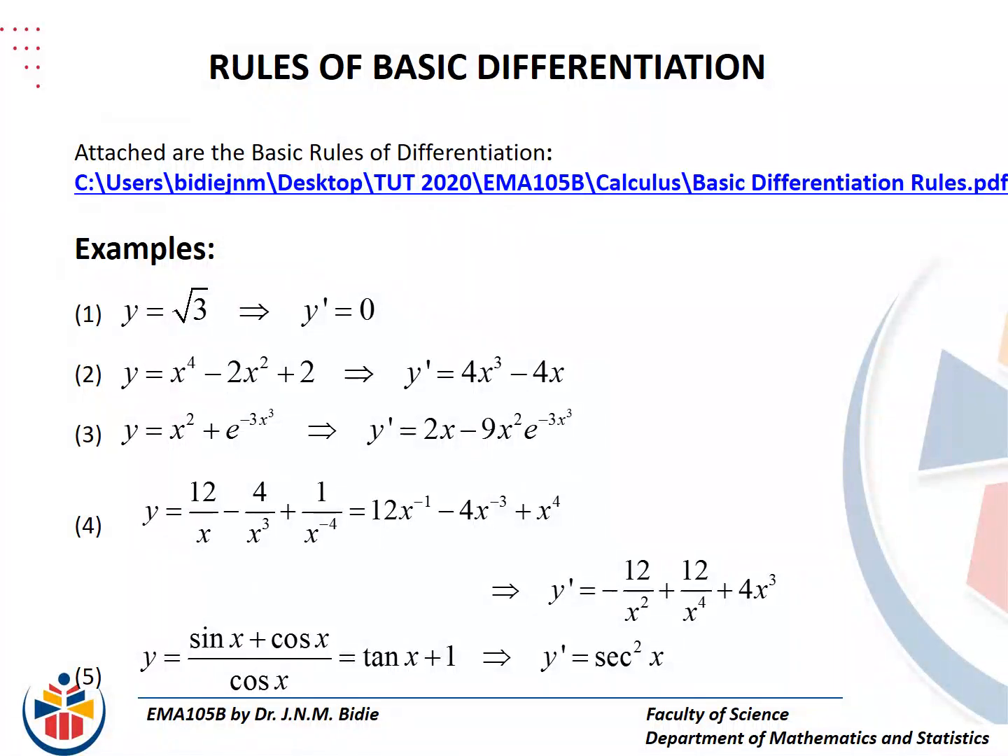One of the first rules of differentiation is that the derivative of a constant is equal to 0. Therefore, number 1, which is given to be y equal to the square root of 3. Square root of 3 is just a number which has got a value that's 1 point something. So therefore its derivative is equal to 0 because square root of 3 is just a constant.